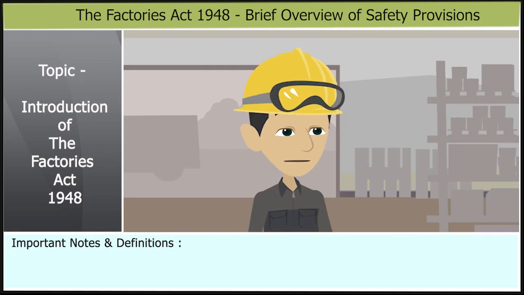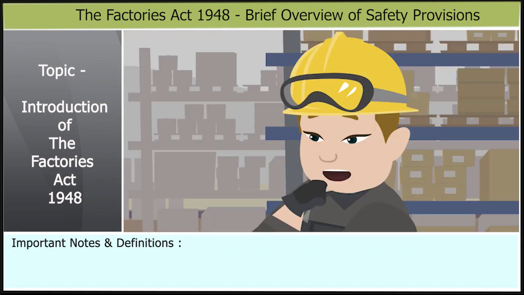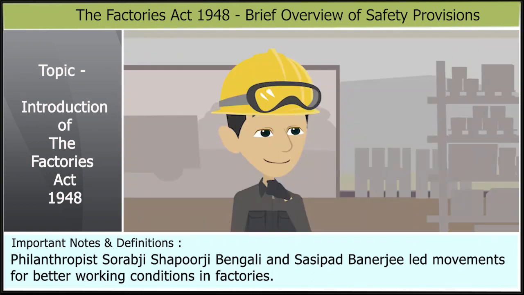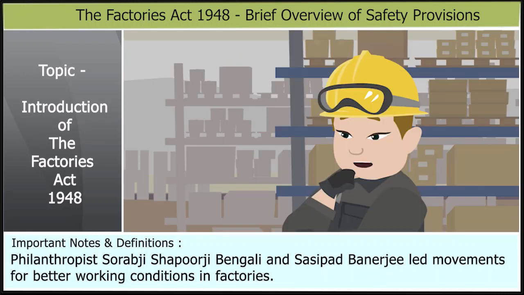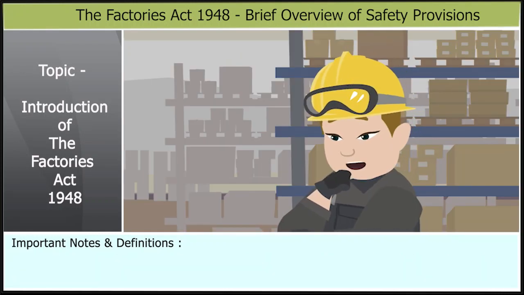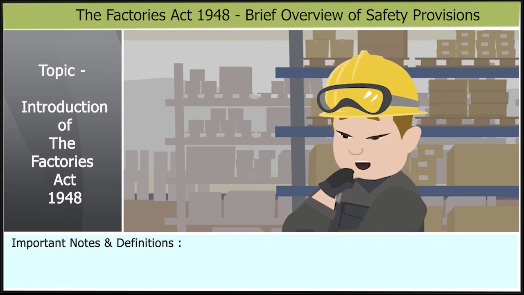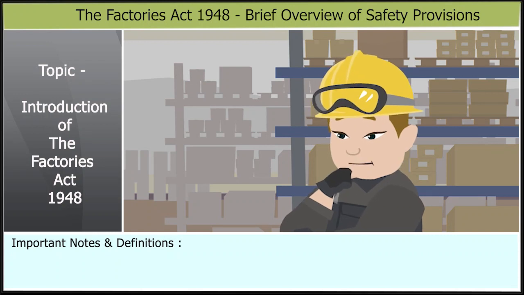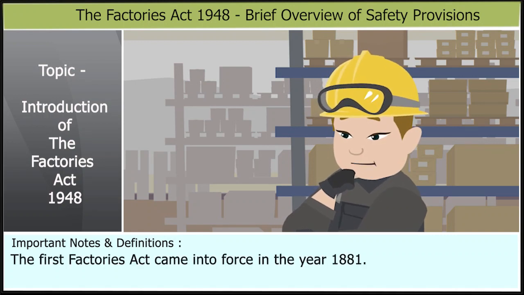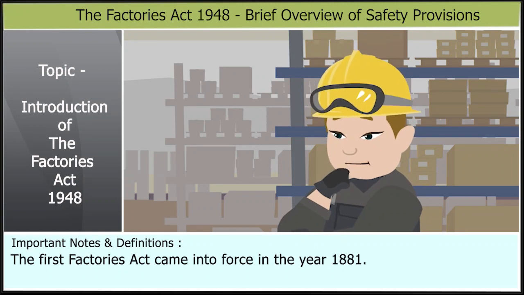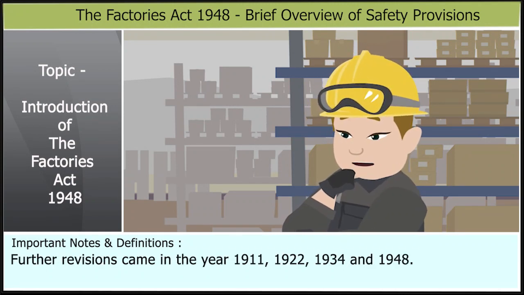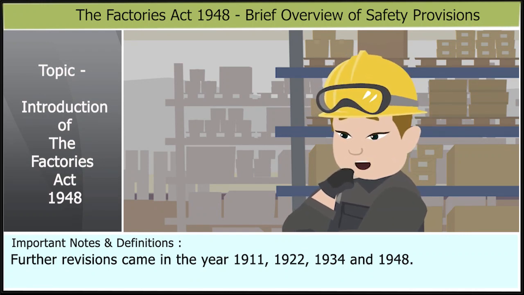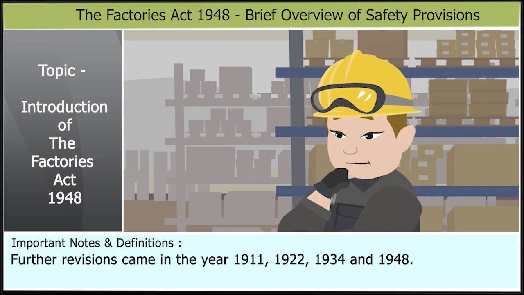That's terrible. What happened next? Philanthropists like Sorabji Shahpurji Bengali and Sasipat Banerjee led movements for better working conditions in factories. With continuing agitation by the workers and social pressure, the Factories Commission was appointed in 1875, and finally in the year 1881, the first Factories Act came into force. Further revisions of the Factories Act came in the years 1911, 1922, 1934, and 1948.